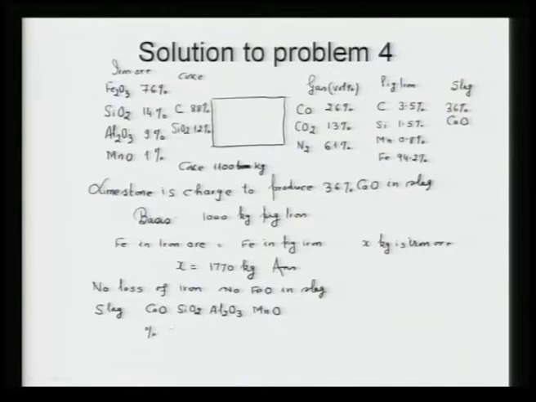therefore, percent SiO2 plus percent Al2O3 plus percent MnO will be 64%. What this means is that 64% consists of SiO2, Al2O3 and MnO. Since their inputs and outputs are known to us, we can calculate the amount of SiO2, Al2O3 and MnO, and from that amount, 64% of that, we can find out the amount of slag.